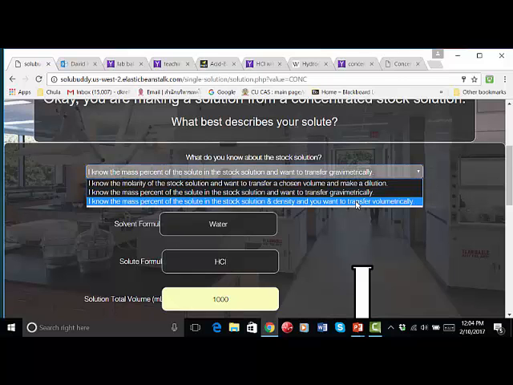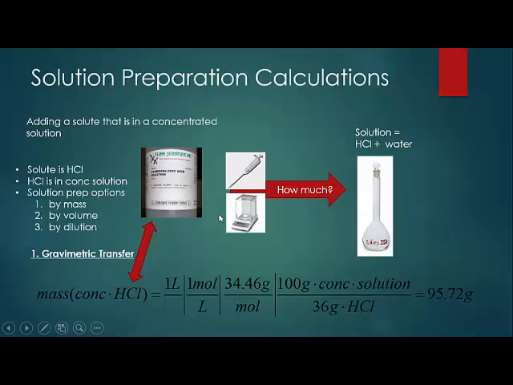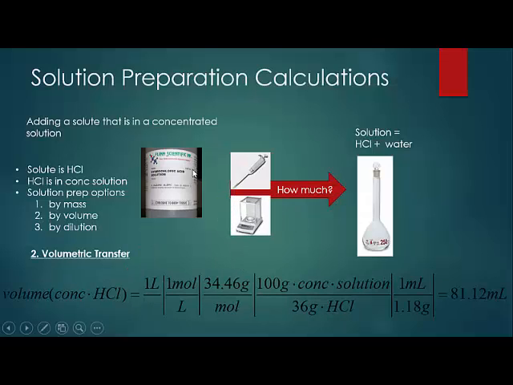I know the mass percent, and I want to transfer it, with the mass percent of the solute in the stock solution and the density additionally, and I want to do the transfer volumetrically. Okay, so let's go back to my slideshow and walk through that. So again, the solute is HCl. We're going to stick with that. It's in the form of a concentrated solution, transferred by volume. So we want to know what volume of the stock solution we need to deliver the HCl that's going to be in the solution.